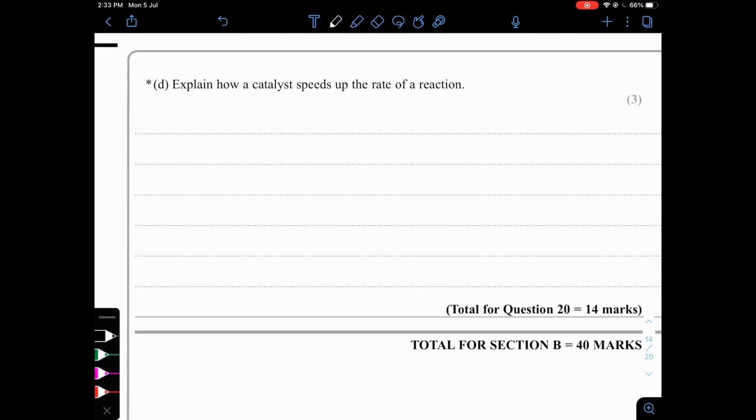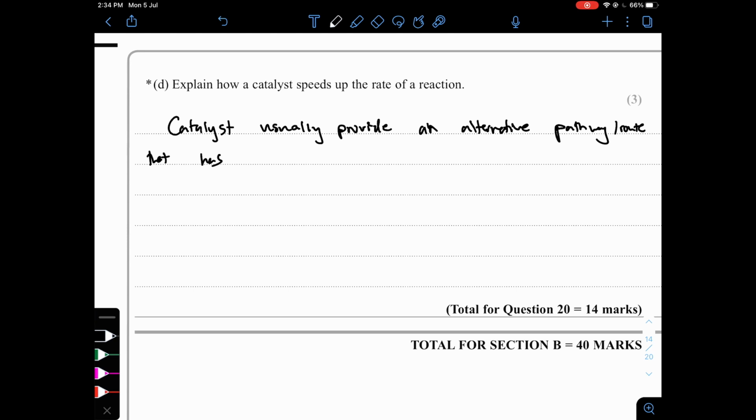Explain how a catalyst speeds up a reaction. So a catalyst, by definition, provides an alternative route or pathway that has a lower activation energy.